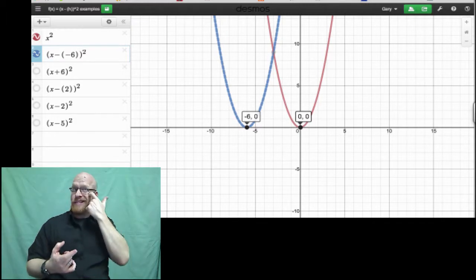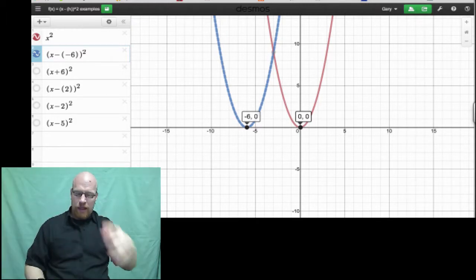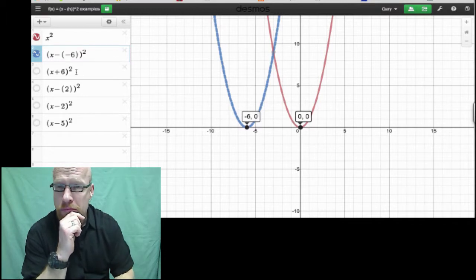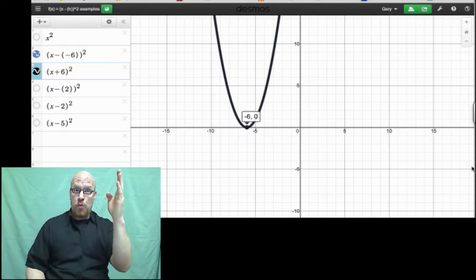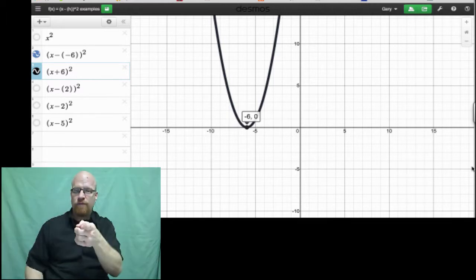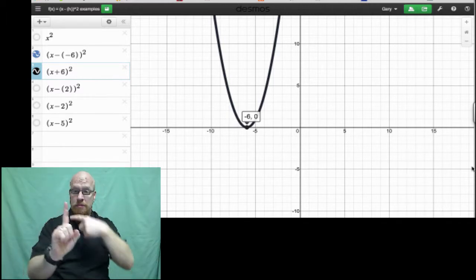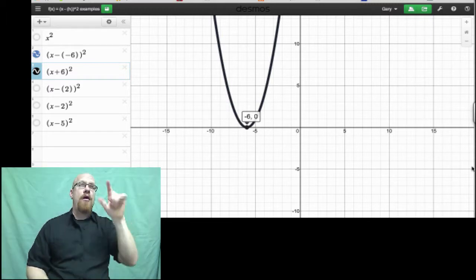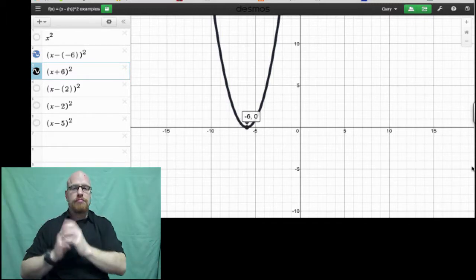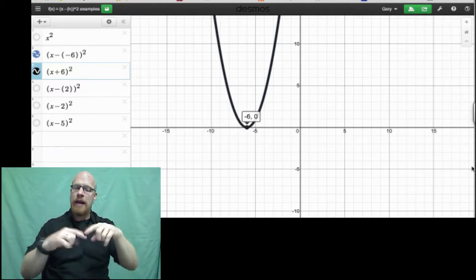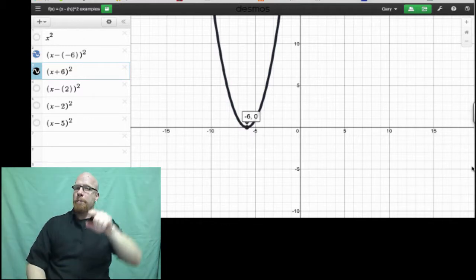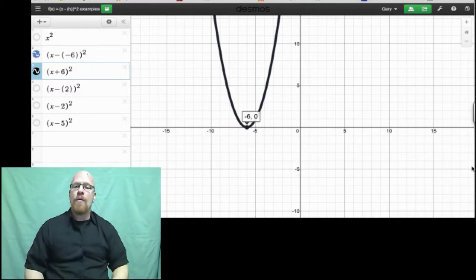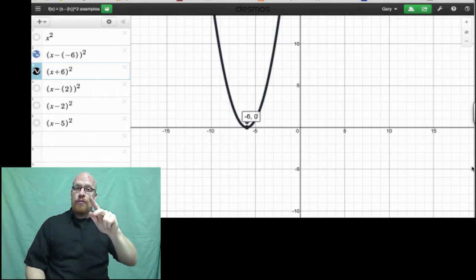Now we'll look at the graph x plus 6, the whole quantity squared. If you've been paying attention, you should already know what's going to happen here. As you see, they're the same graph, the blue graph and the black graph. We have to think of x plus 6, quantity squared, as moving 6 units to the left. I know we think of the x-axis as positive being right and negative being left, but this form is x minus h, so it reverses the direction.